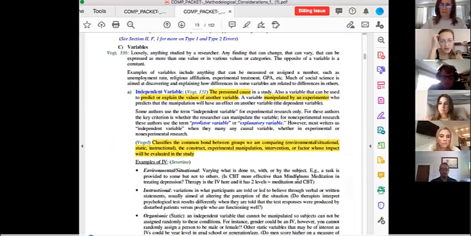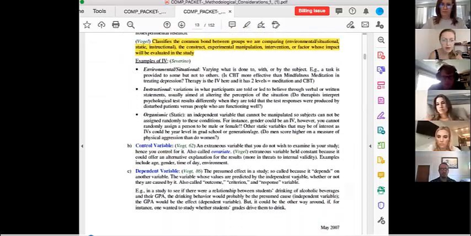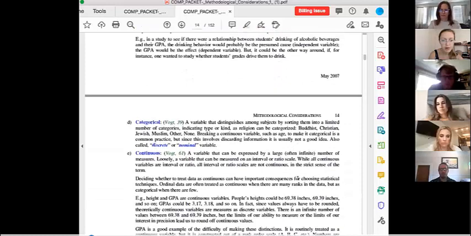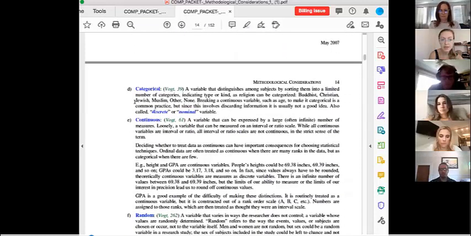Okay, know the difference between independent variable, dependent variable, control variable, the different types of data, right? The things that you learned. I think you probably covered this in Dr. Dallenberg's first class. Categorical versus continuous.